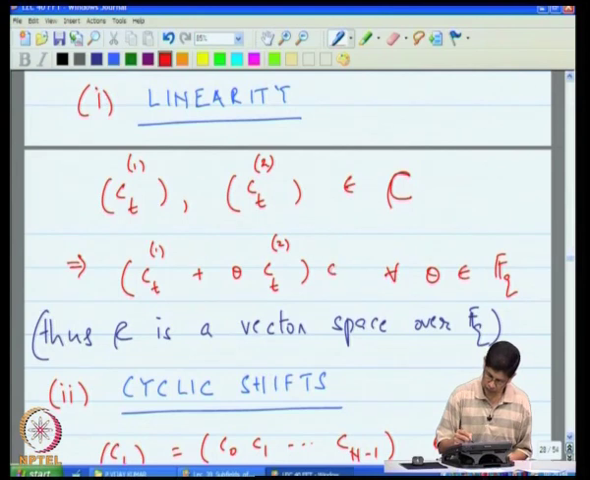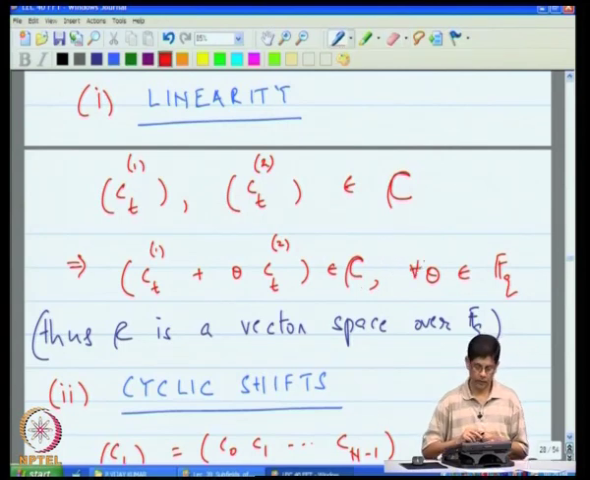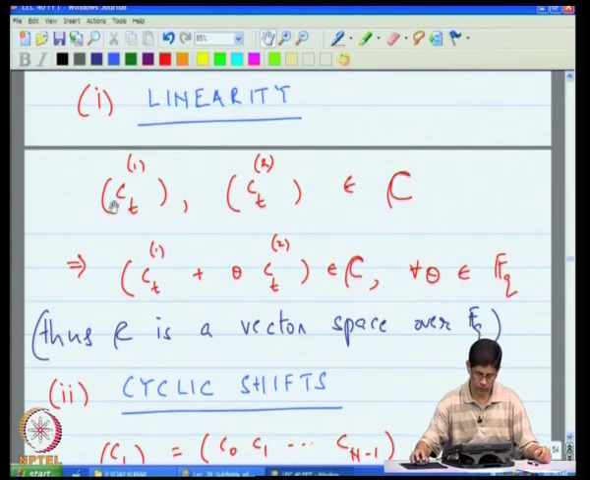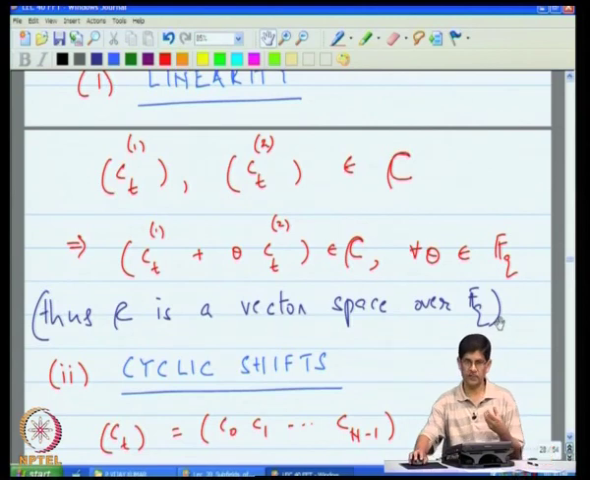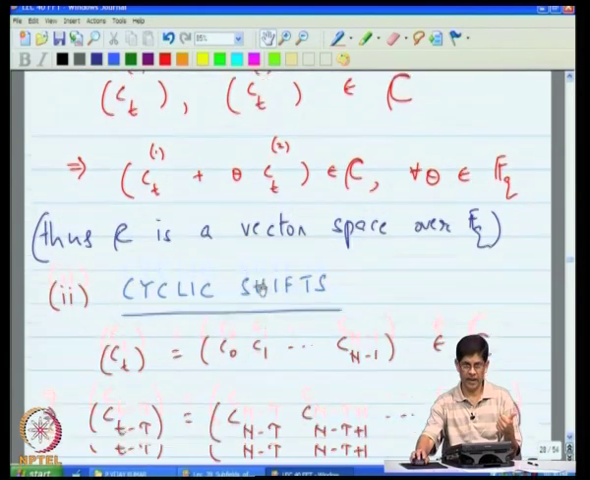It must also belong to the code. So, if each of these is a code word, then their linear combination is also a code word. This theta here belongs to F q. So, now our codes are over the ground field, and linearity involves scaling by elements in the ground field. If you think about it, what you are really checking is that C is a vector space over F q. In fact, it is a subspace of F q to the n, and this is nothing but the subspace test. So, that is the first condition, the linearity condition.